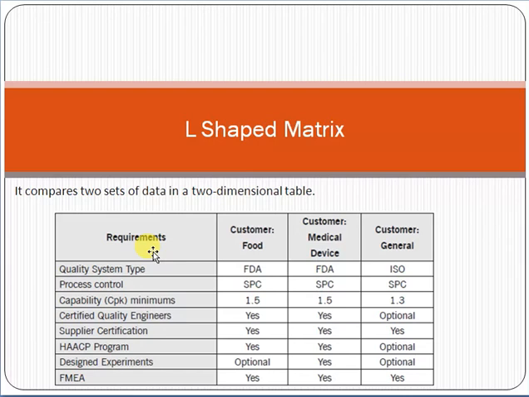This is also possible, that you can compare one set of data with itself, or you can compare two sets of data with each other. Take the same example, friend, which we were discussing: if you are implementing an e-commerce solution, either you implement it from scratch or you purchase it online. So these are the two possible solutions. You can use the L-shaped matrix here, and you can compare the cost, the time, the difficulty level, etc. So there are two possible solutions and you can compare them with each other.